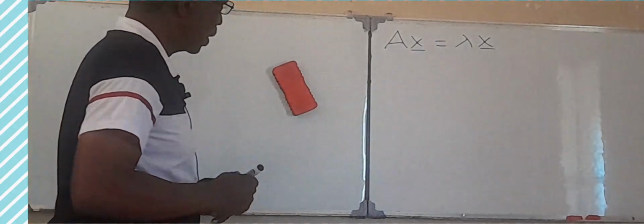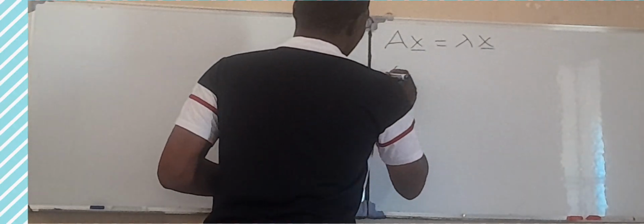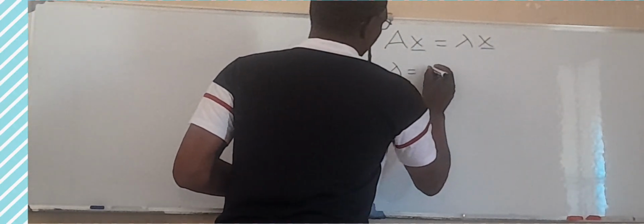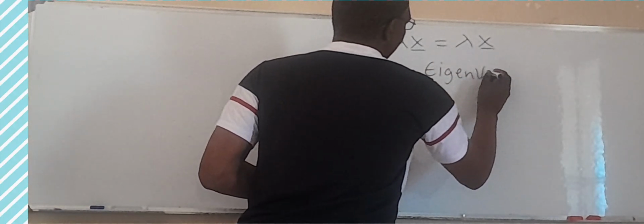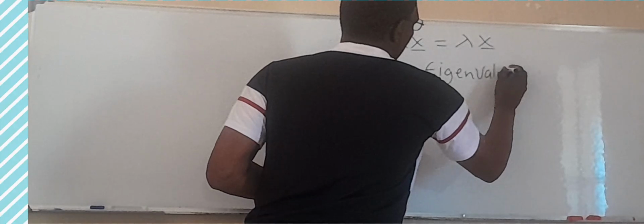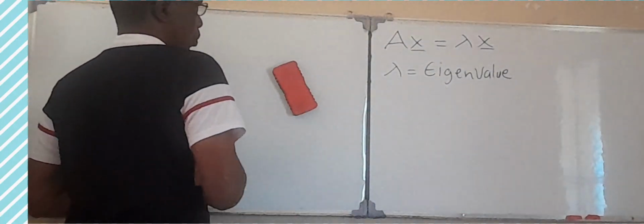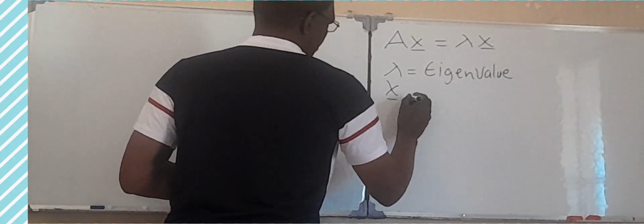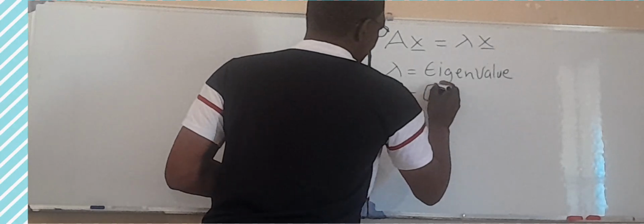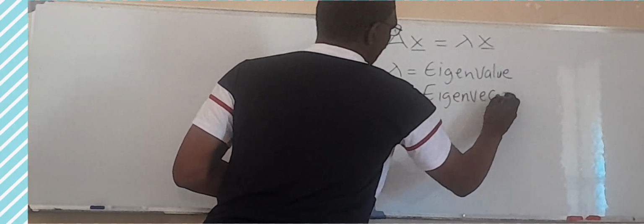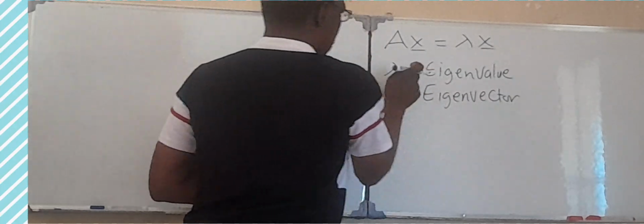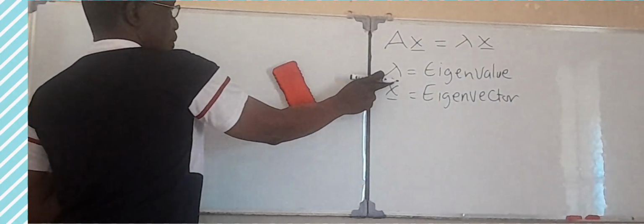So let's book this down. Our lambda is called an eigenvalue of the matrix A. The vector x is called an eigenvector corresponding to our eigenvalue lambda.